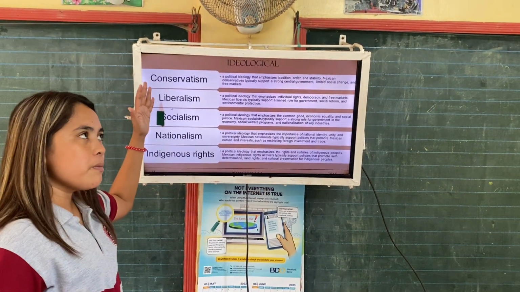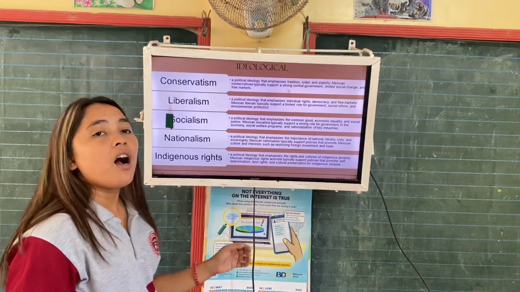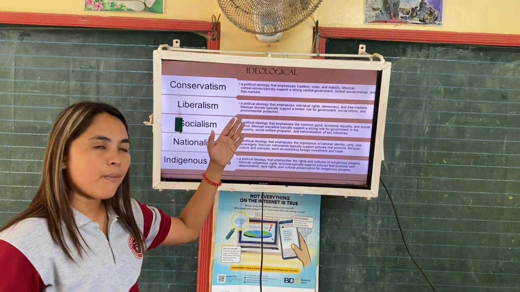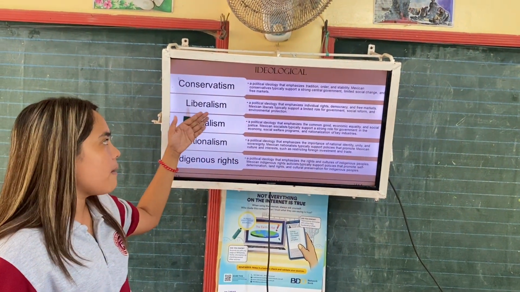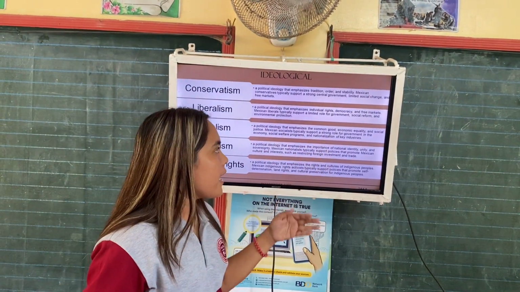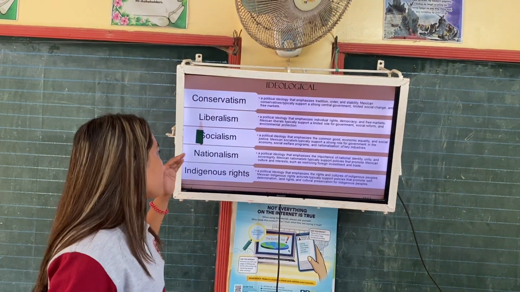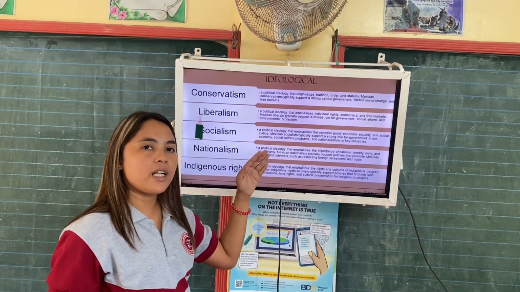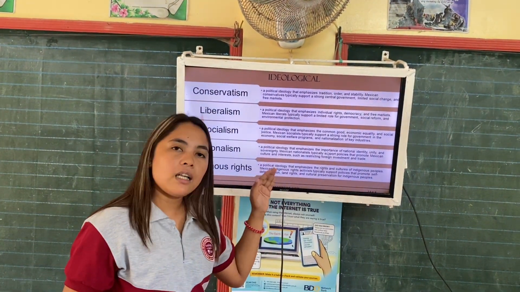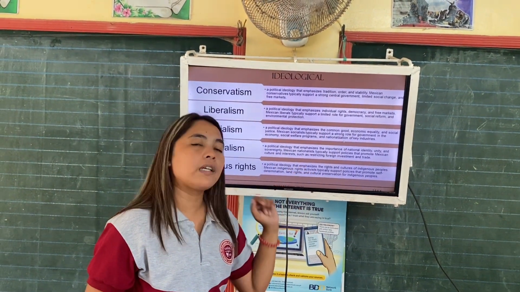So in terms of conservatism, Mexican conservatives typically support a strong central government, limited social change, and free markets. And in terms of liberalism, Mexican liberals typically support a limited role for government, social reform, and environmental protection. And in terms of socialism, Mexican socialists typically support a strong role for government in the economy, social welfare programs, and nationalization of key industries.